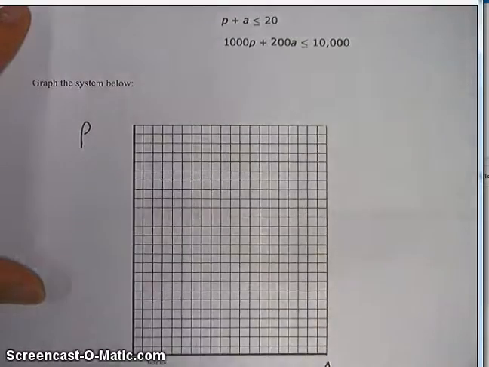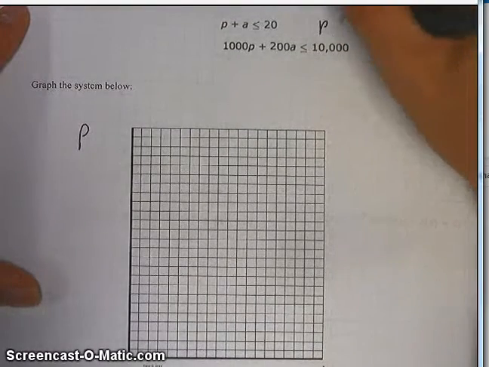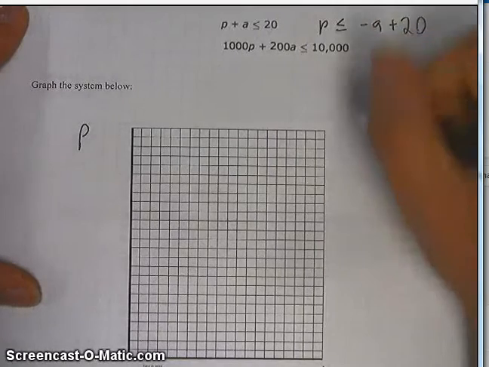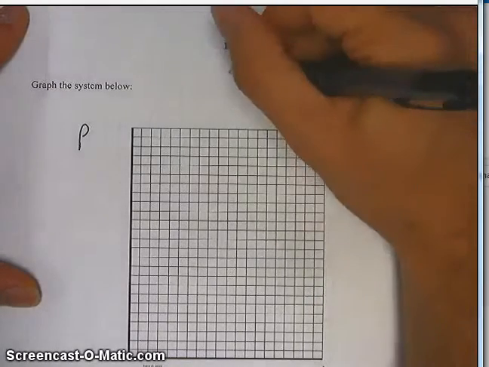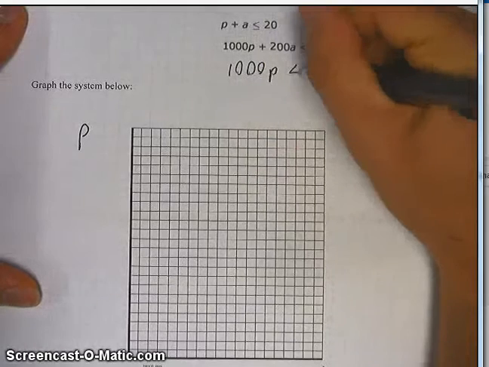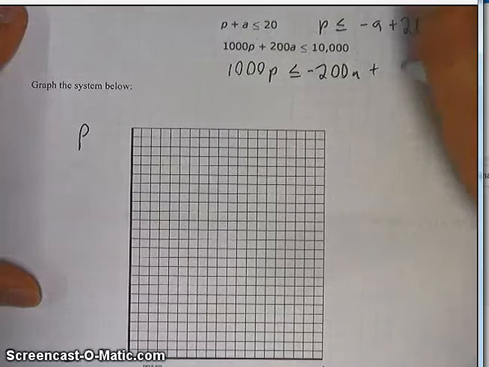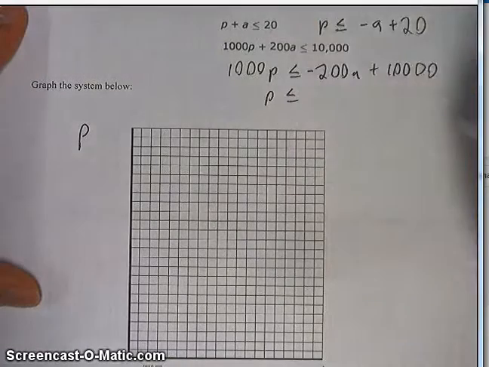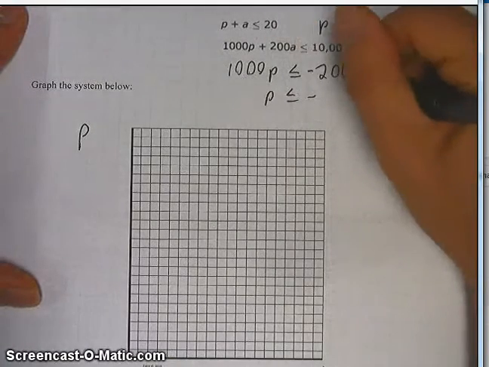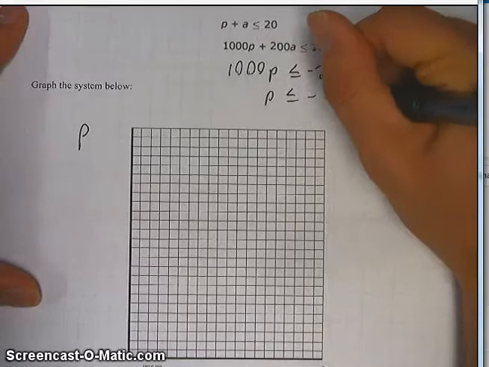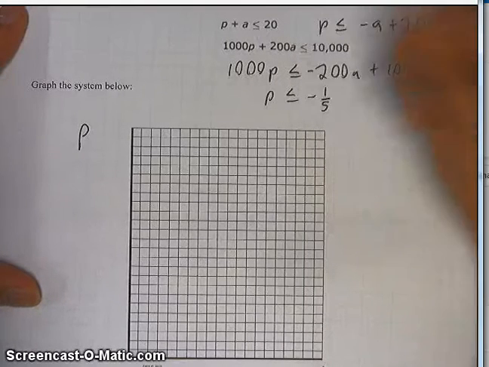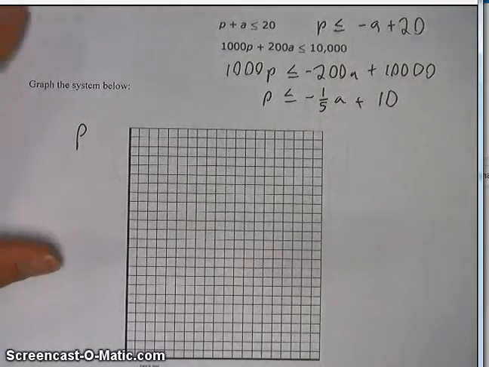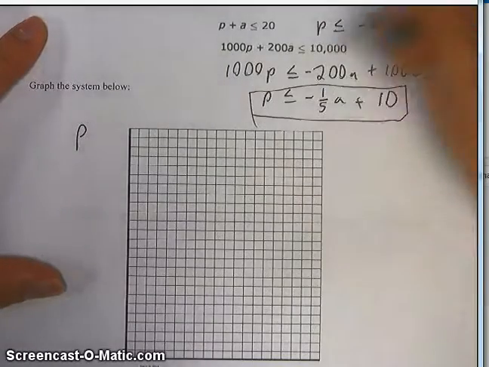So I need to solve these both for peaches. So that means P is less than or equal to negative A plus 20, and 1000 P is less than or equal to negative 200 A plus 10,000. Divide everything by 1,000 to get P is less than or equal to negative 200 over 1,000, which would be 2/10 or 1/5, A plus 10. So I need to graph this equation and this equation.